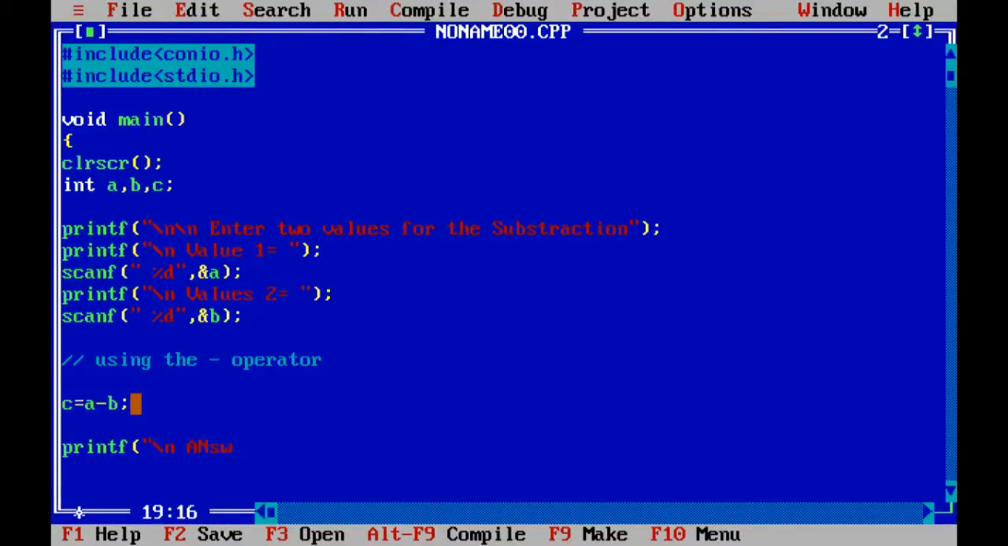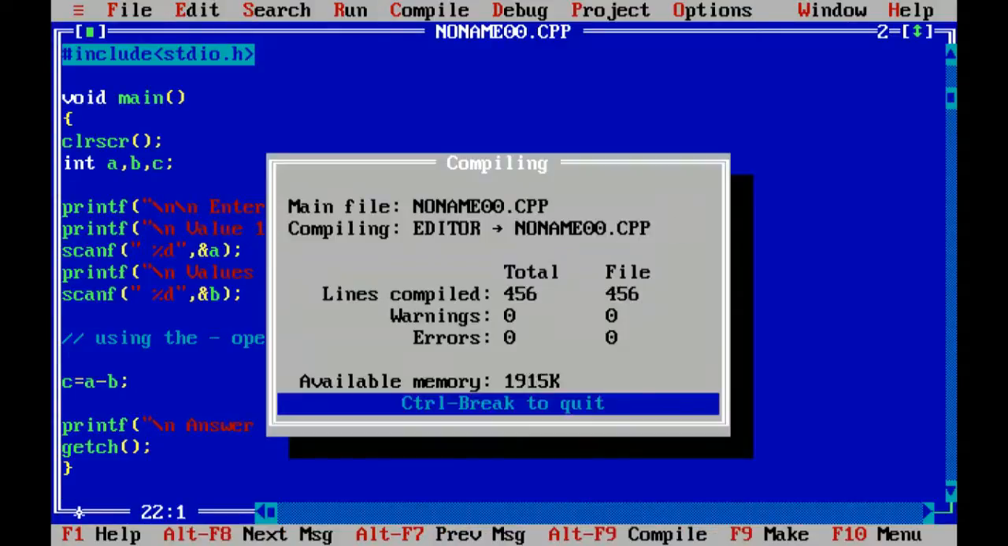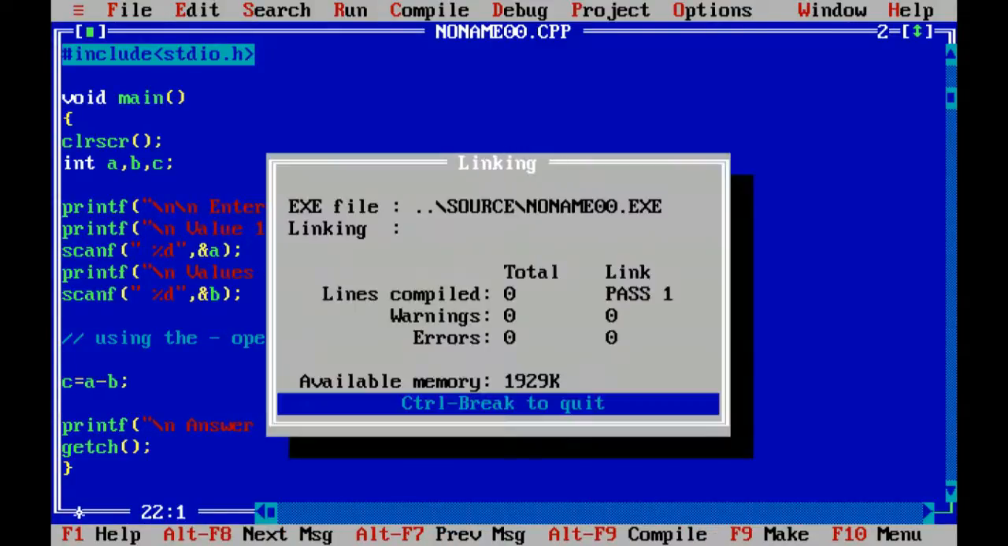Answer is c. Okay, getch. So let us compile it first. Alt F9 for compilation and Control F9 for running the program. Okay, so here we are. Let's enter the first value that will be bigger than the second value. Let's give it 28 and the second value should be 13. So we get a positive answer output as 15. You can cross check it with your calculators.